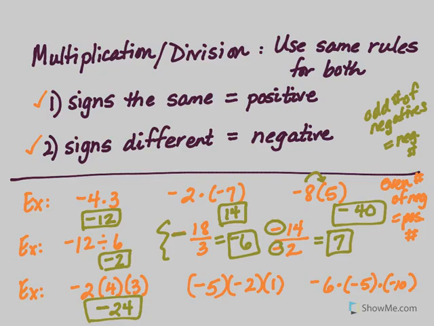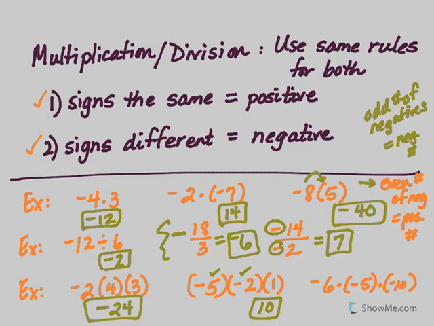I look at the next one. There's a negative and there's a negative. There are two negatives in that problem. That's an even amount of negative numbers, so I know my answer is positive. So now I just multiply together and I get the answer of 10.